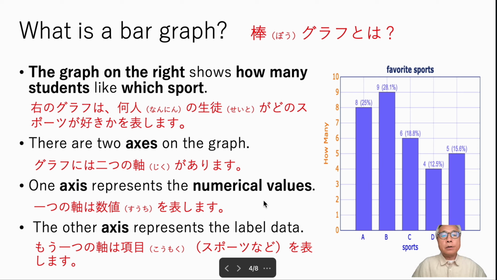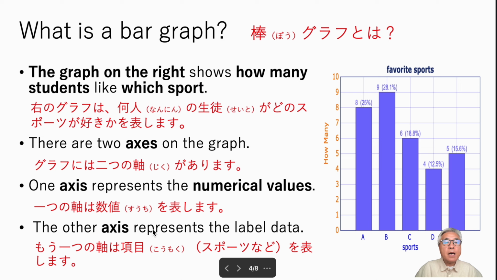It's very difficult English words. Numerical values. Numerical 数字の, values 値, 数値. Okay. One axis represents the numerical values. Repeat after me. Numerical values. Alright.